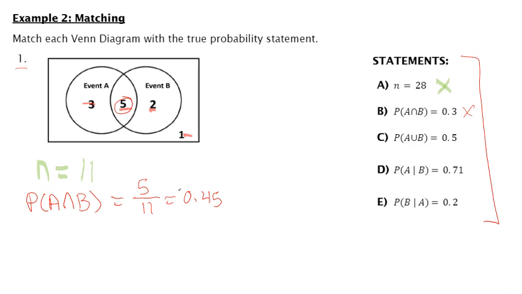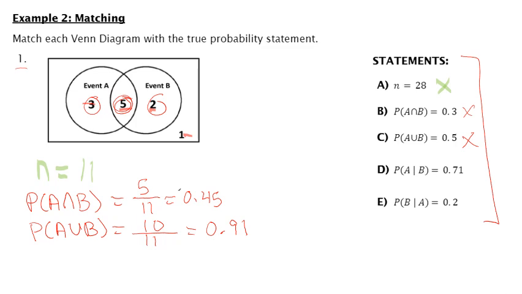I then look at the union, so A union B. It's always over the sample size, which is 11. If I do 3 plus 5 plus 2, that gives me 10. So that would be the union, 10 over 11, which gives me 0.91 or 91%. That one also does not match, so that's going to go with a different option below.